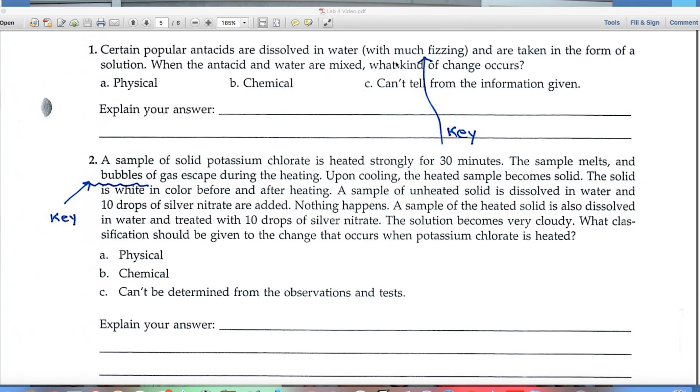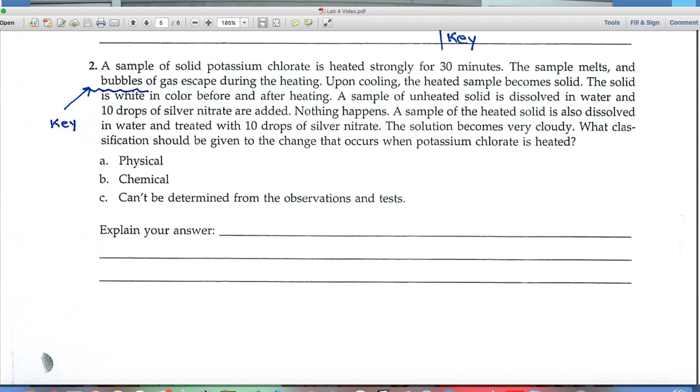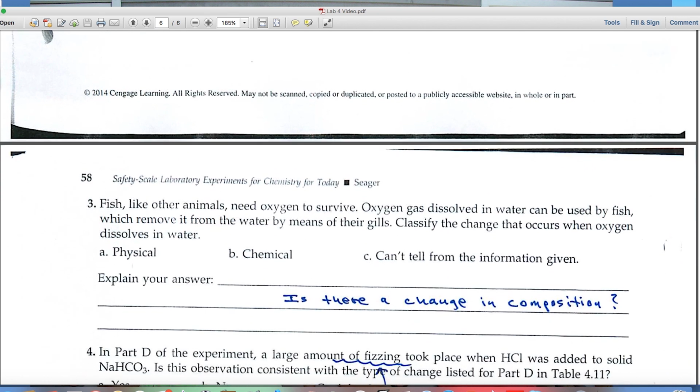So keep that in mind as you try to select the proper answer for number 1, physical, chemical, or can't tell. Number 2 has a key word in it also. It's got that word bubbles. So again, let that give you a clue to what's going on.